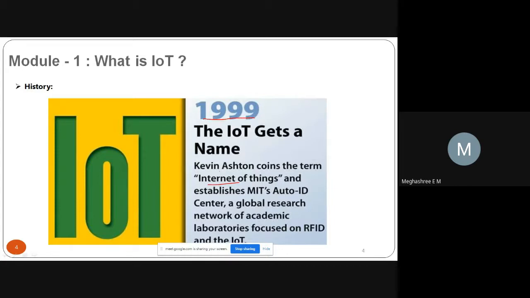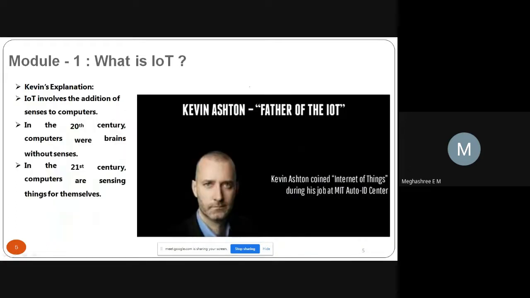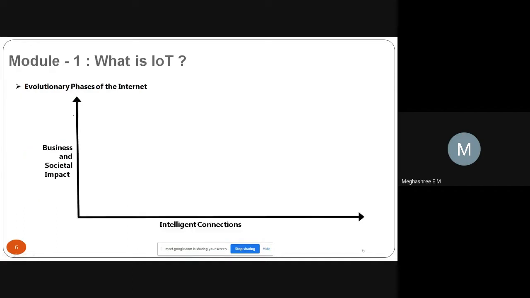Okay, so this person gave the name IoT for this technology, and he is also called the father of IoT. According to him, in the 20th century computers were brains without senses, whereas in the 21st century computers are sensing things for themselves. That means IoT involves the addition of senses to the computer. This is his explanation with respect to IoT.